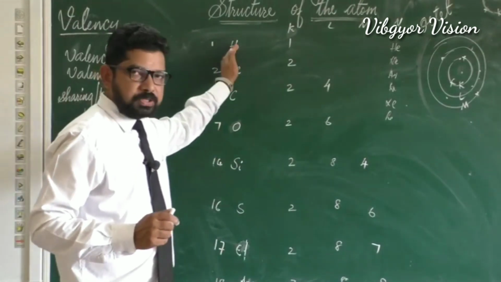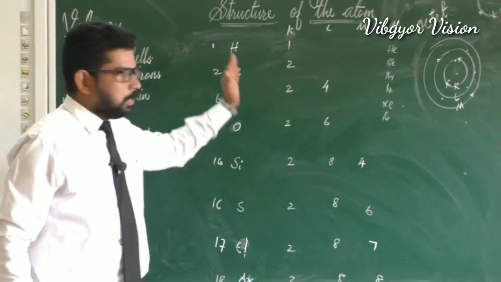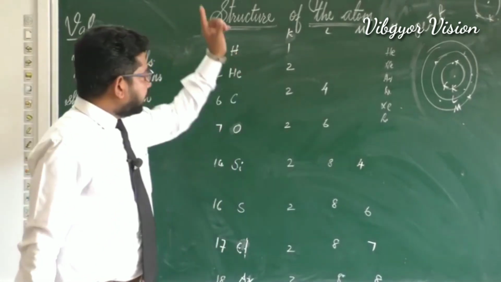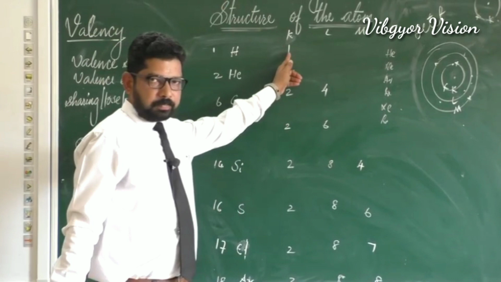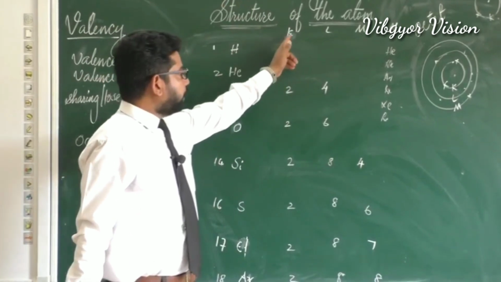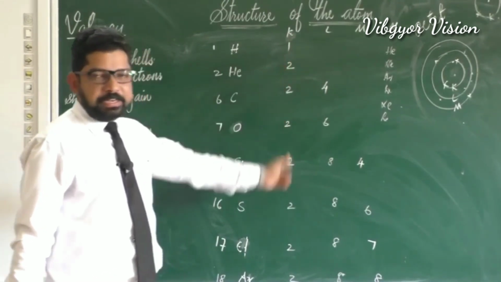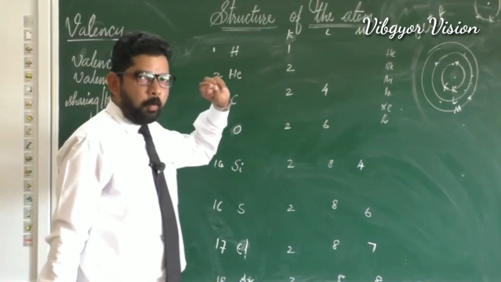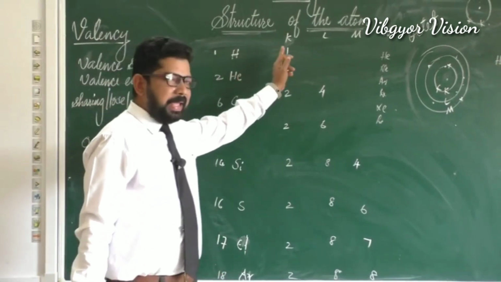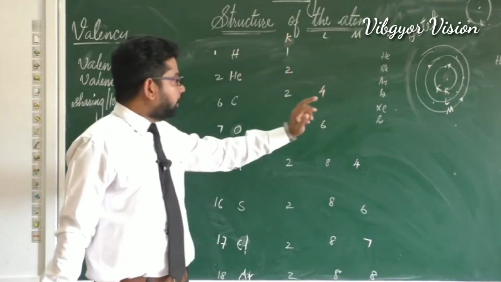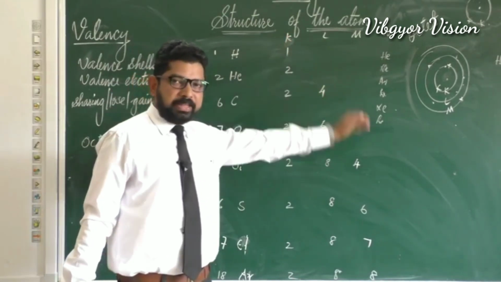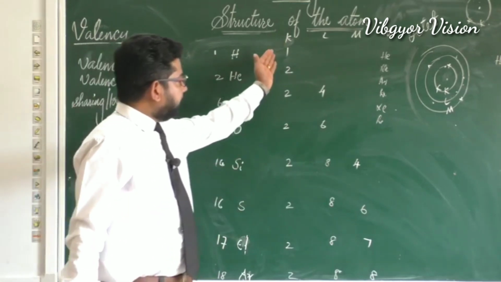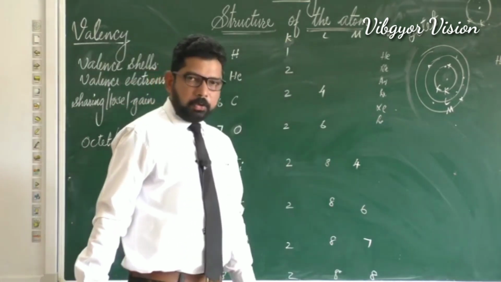So first one, hydrogen. We are familiar with hydrogen. So how many electrons are there in hydrogen? Only one electron. That electron goes to K shell. And one more thing you have to note, this hydrogen is not stable now. To get the stability for hydrogen, what is required? There should be either 2 electrons or 8 electrons, and here it is easy to get 2 electrons.